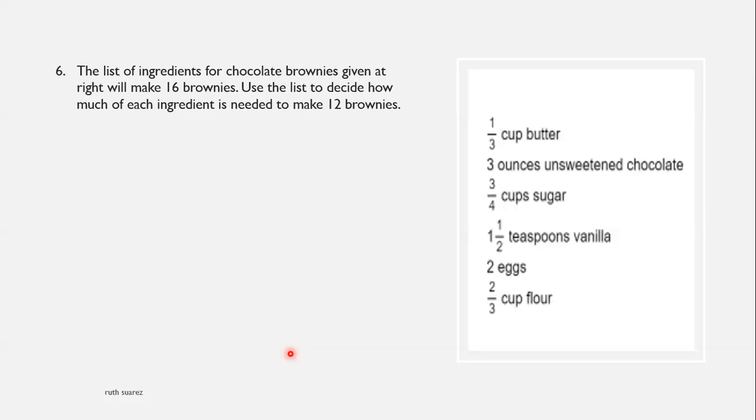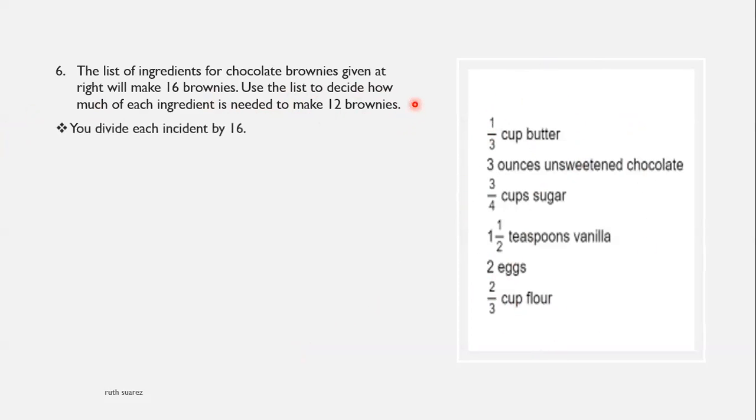It says, list of ingredients for chocolate brownies given at right will make 16 brownies. So this is supposed to give us 16 brownies. Use the list to decide how much of each ingredient is needed to make 12 brownies. So we only need 12 brownies. So how are we going to cut this down?